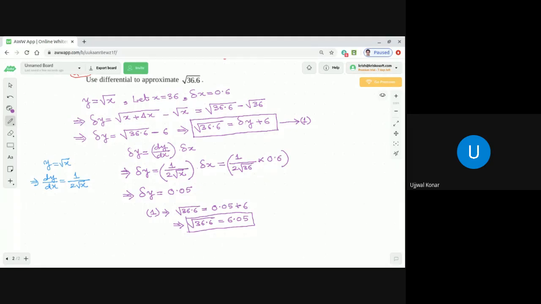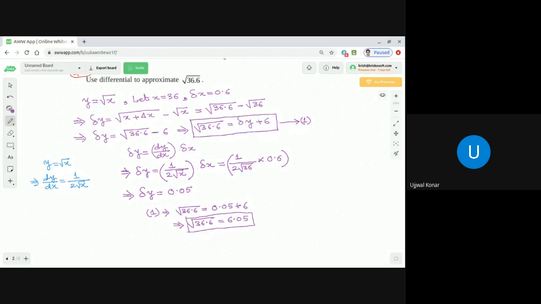So this particular question, square root of 36.6, tells us how efficiently we can first design the function, that is y equal to square root of x, and then choose the values of x and delta x in such a way that x plus delta x will be whatever has been given, that is 36.6. You see, here we took x equal to 36 and delta x equal to 0.6, so that if we add them together, we get 36.6. And then we proceed for the next one.